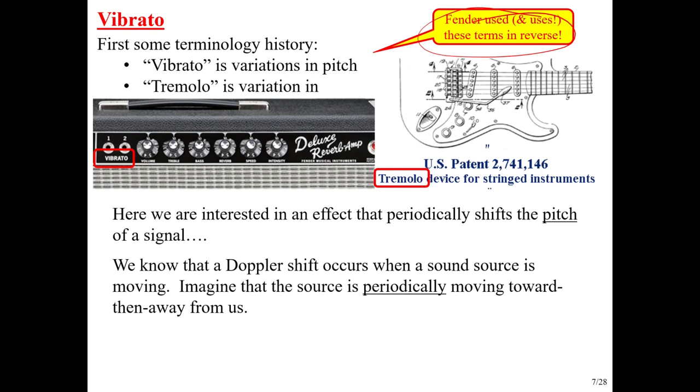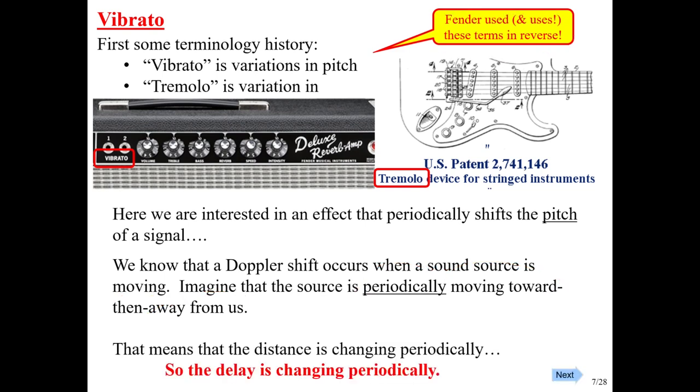So what we're going to do is imagine that there's a source out there that is periodically moving toward and then away from us. That's the effect that we're trying to capture here. That's vibrato. So since the distance is changing periodically, that means the time for it to go from source to listener is changing. So the delay between source and listener is changing periodically. And that's what creates the Doppler shift.